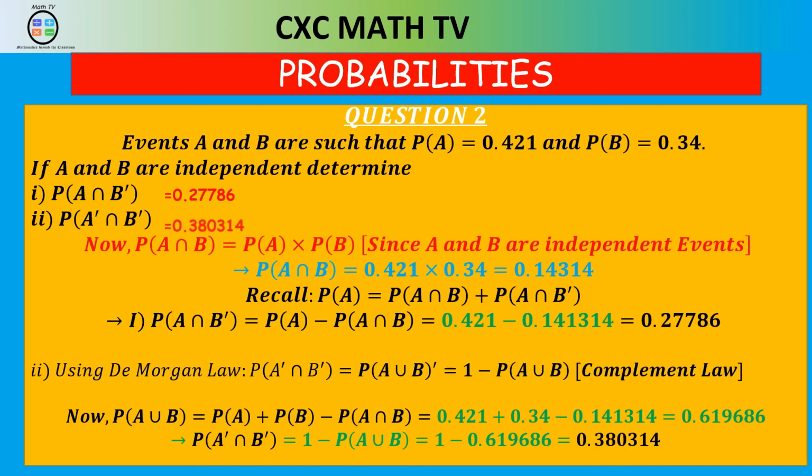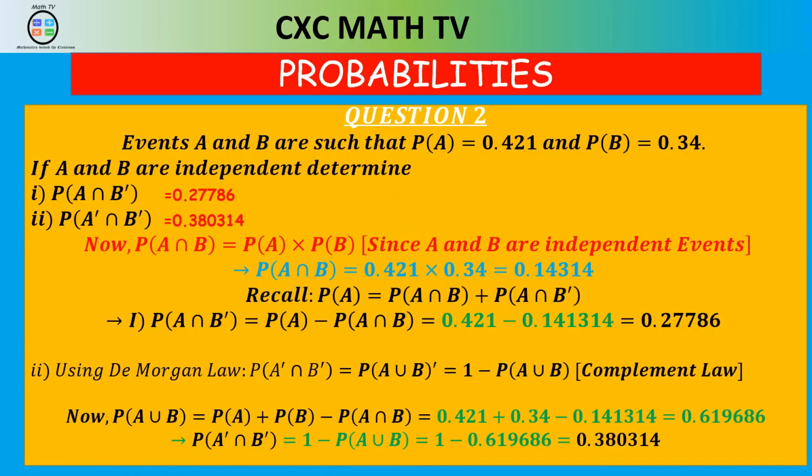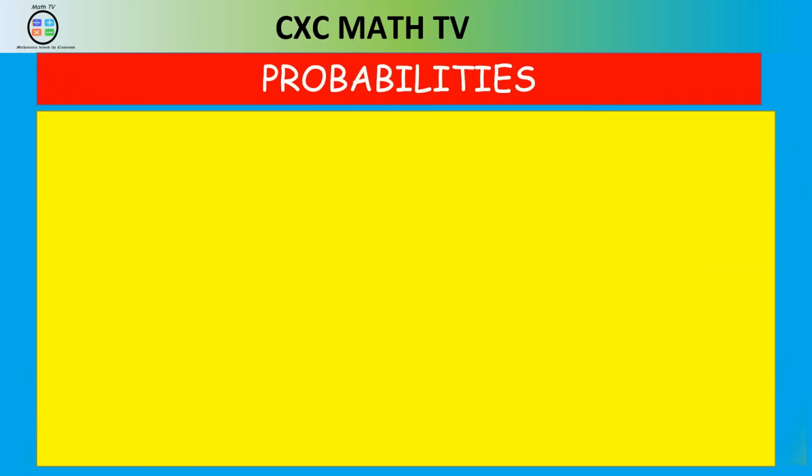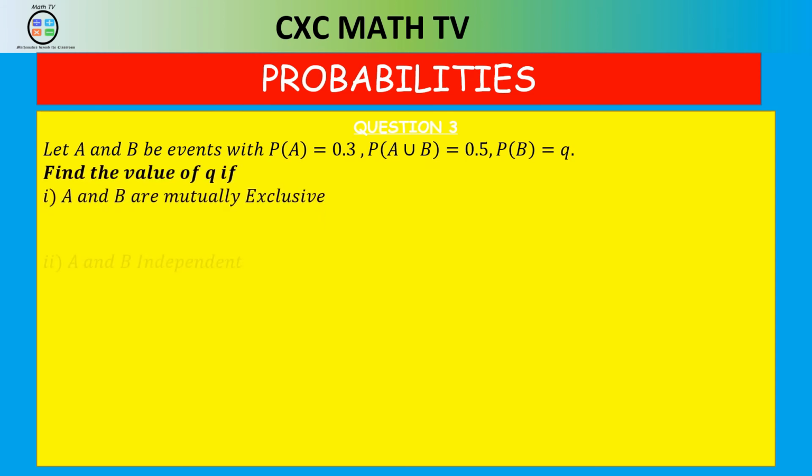So if a Venn diagram helps you to do this question, please construct your Venn diagram to look at A complement intersect B complement. Now the third question says, let A and B be events such that the probability of A is 0.3, the probability of A union B is 0.5, and the probability of B is Q. Find the value of Q if A and B are mutually exclusive, and if A and B are independent.